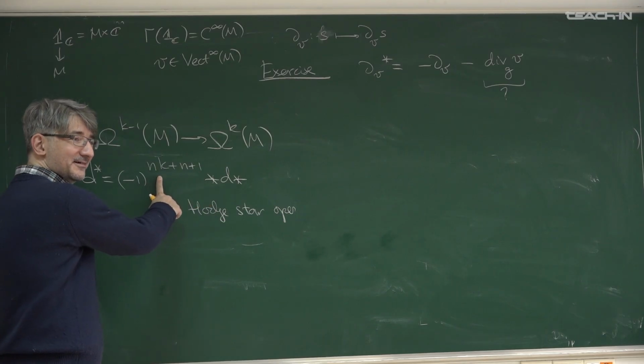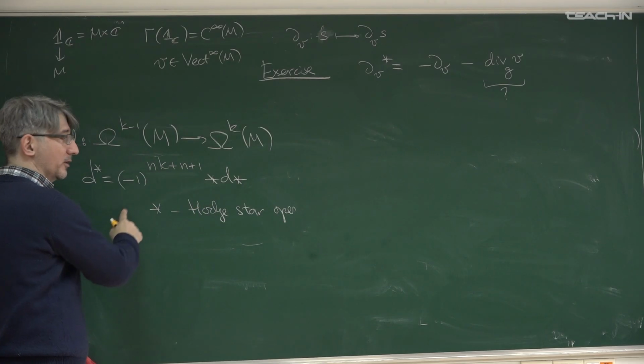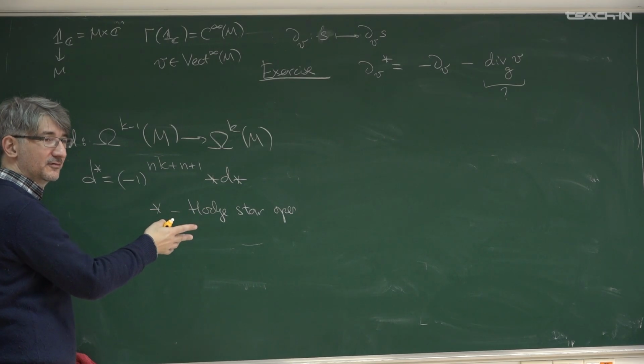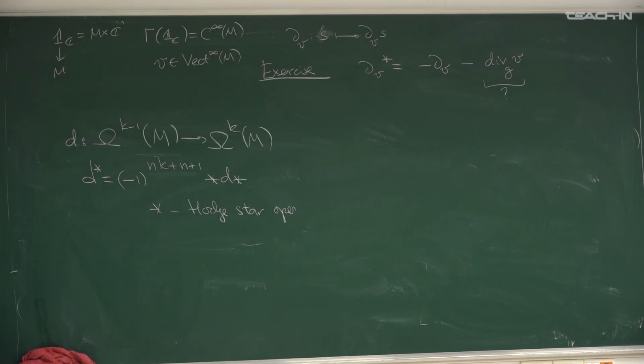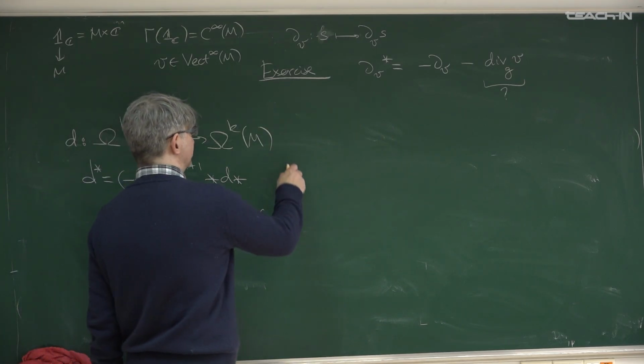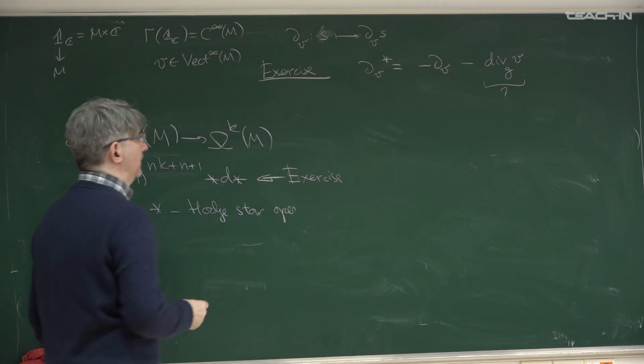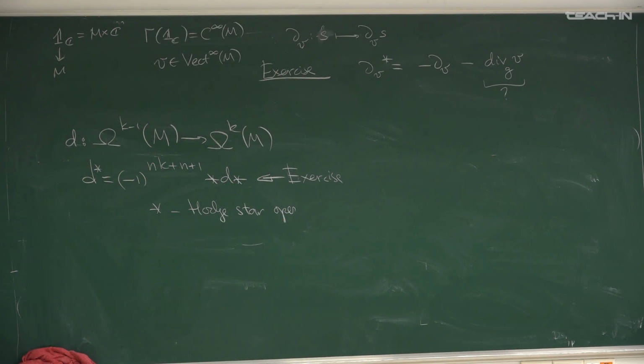Yes, it's a miracle. I remember. It's again divergence: star d star, if you apply it to a vector field. So this is a formal adjoint to d. Prove it. It is an exercise. For this purpose, you need to understand what a scalar product of differential forms is, what a star operator is, and everything else is trivial.